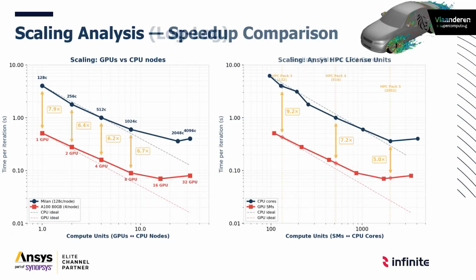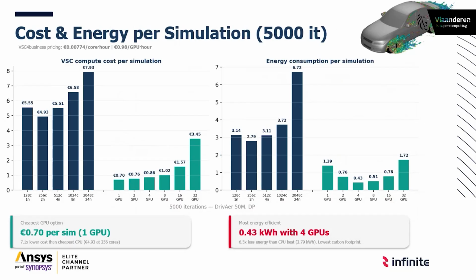For a lower cost, you still can achieve speedups. So in terms of cost, 7 times cheaper. In terms of energy, 6.5 times less energy consumed.